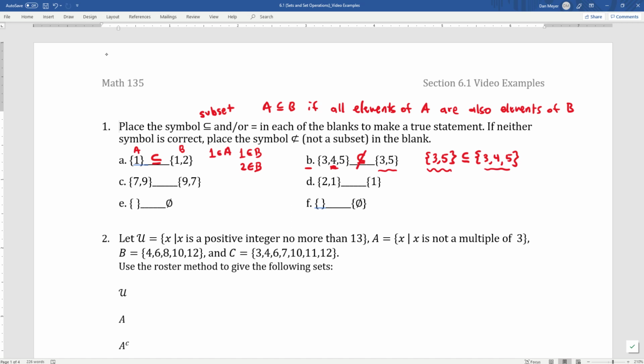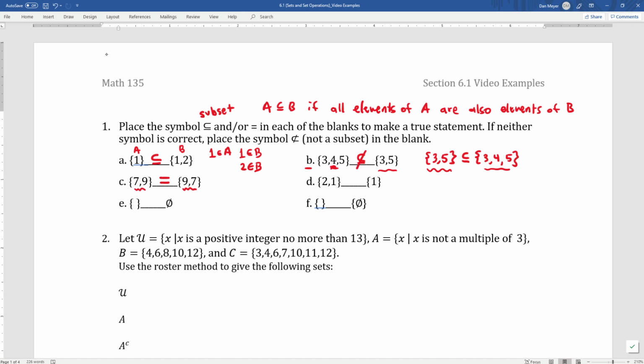In C, we're comparing the set consisting of the elements 7 and 9 with the set consisting of the elements 9 and 7. These two sets are equal. They have the same elements. Remember, when we're talking about sets, we're not so concerned about the order in which they show up or the way in which the set is described. We only care about the elements that are there. And every element that shows up in this set also shows up in this set, and vice versa.